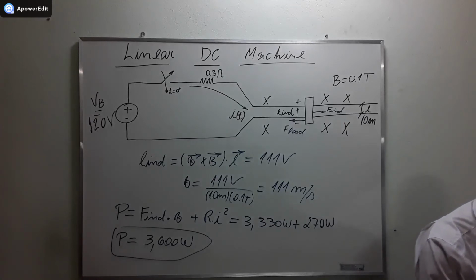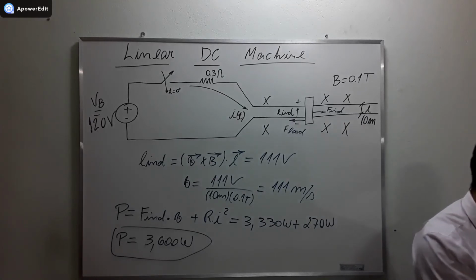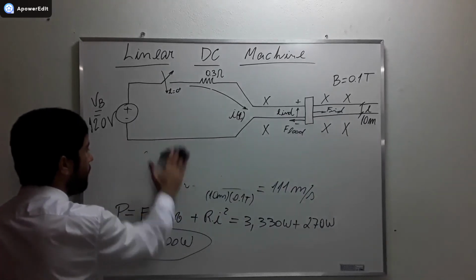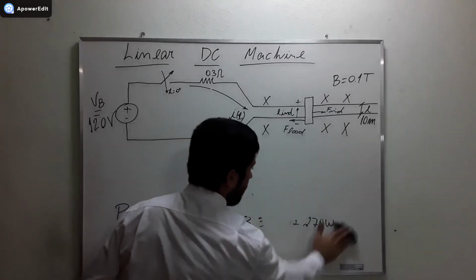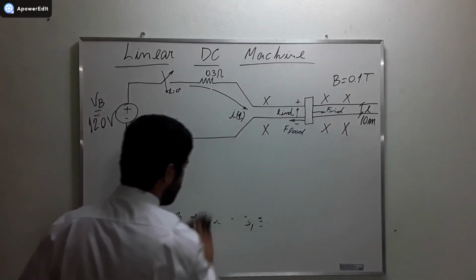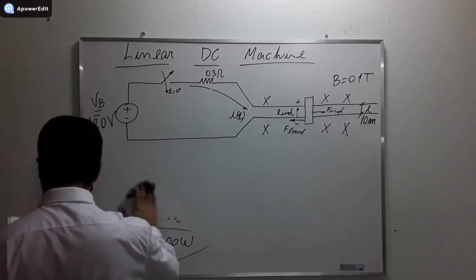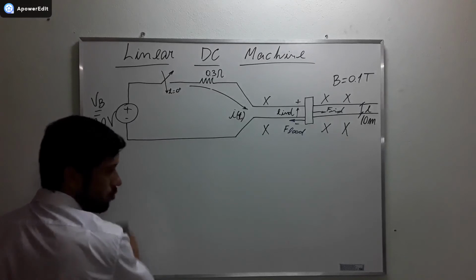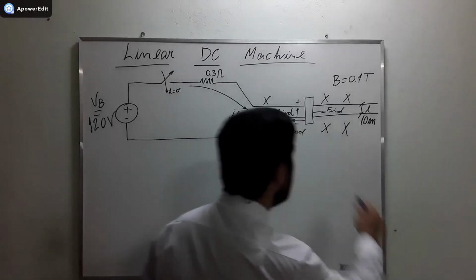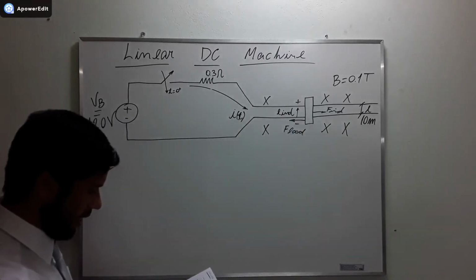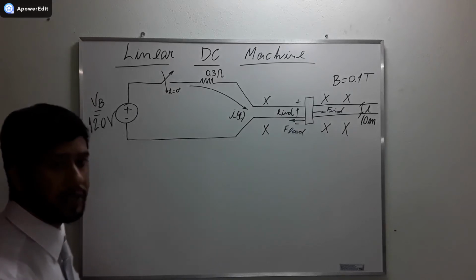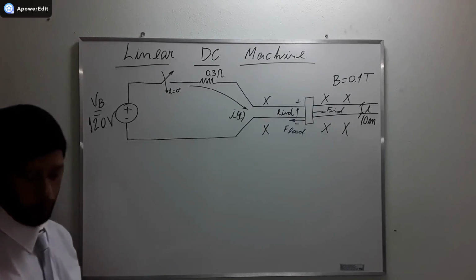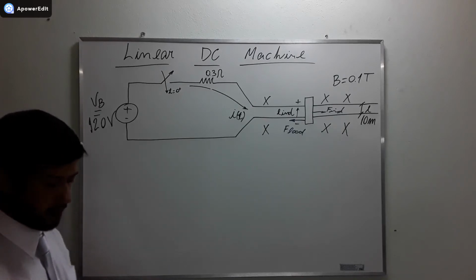Okay, now let's move ahead to letter C. What does letter C want us to calculate? Letter C wants us to calculate the new velocity because we want to decrease the field. The field was 0.1 Tesla, and letter C wants us to see what happens when the machine goes to a place where the field is 0.08 Tesla.